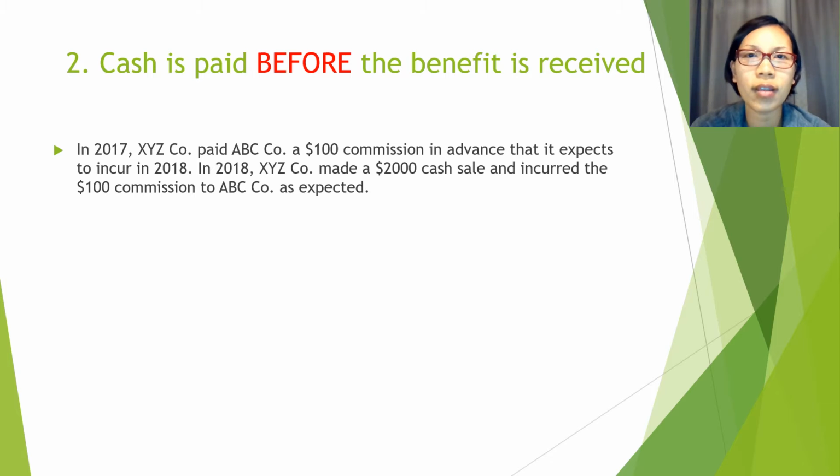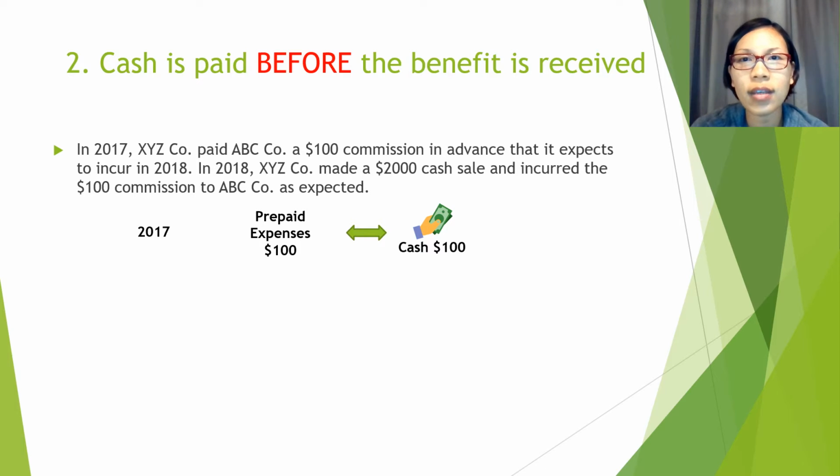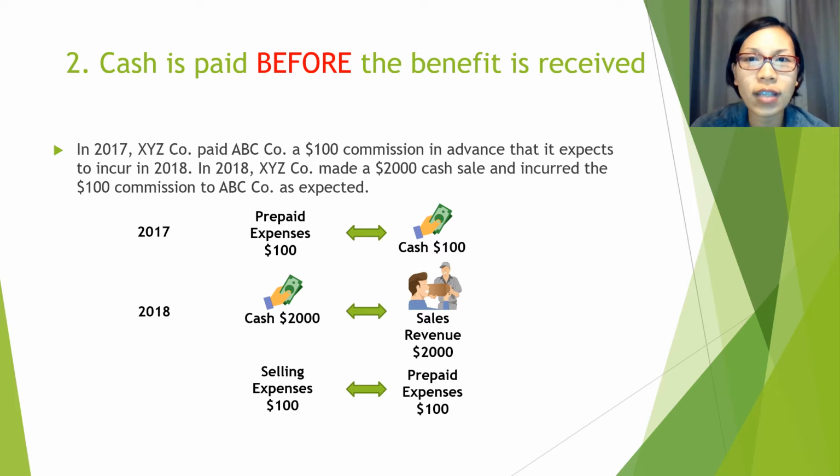In the second situation, assume in 2017, XYZ paid ABC a $100 commission in advance. In this case, since XYZ has not received the benefit yet, the company has prepaid expenses of $100. This is an asset, given cash in exchange for another asset, which is the prepaid expenses. In 2018, XYZ made a $2,000 cash sale and incurred a $100 commission to ABC. Since XYZ has paid for it, the company will eliminate the prepaid expenses of $100.